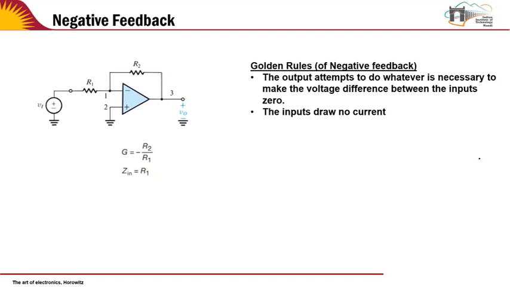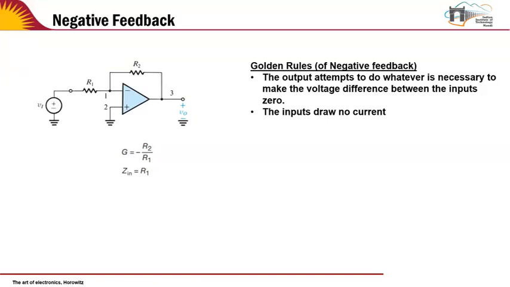So there are a couple of golden rules for feedback. One is the output attempts to do whatever is necessary to make the voltage difference between the input zero. What it means is we use this rule of virtual ground. We said whatever is the voltage at terminal 2 is the same thing that's reflected at terminal 1. What happens is the output changes its value through this feedback path so that the difference between the voltages 1 and 2 become almost 0.